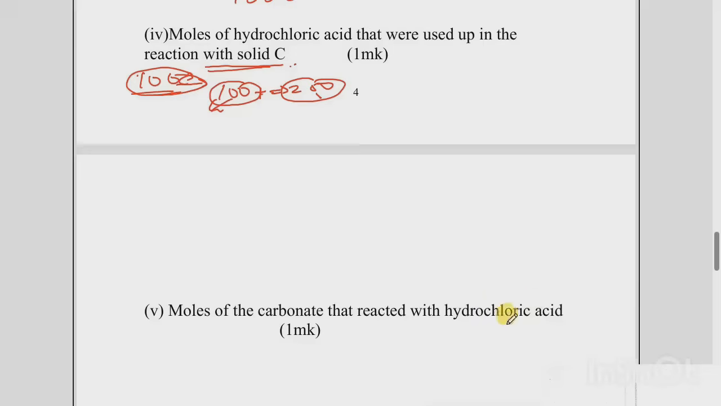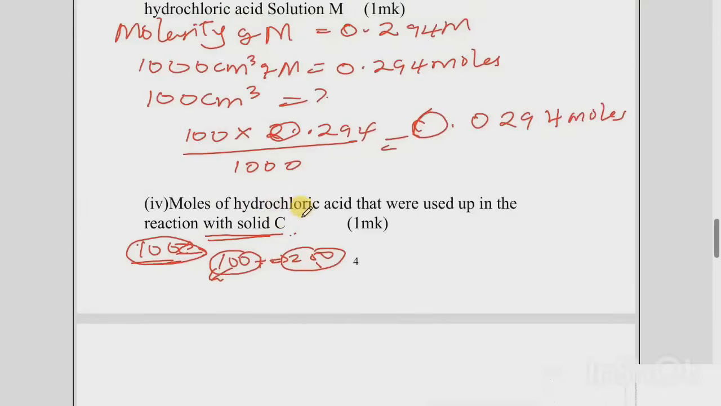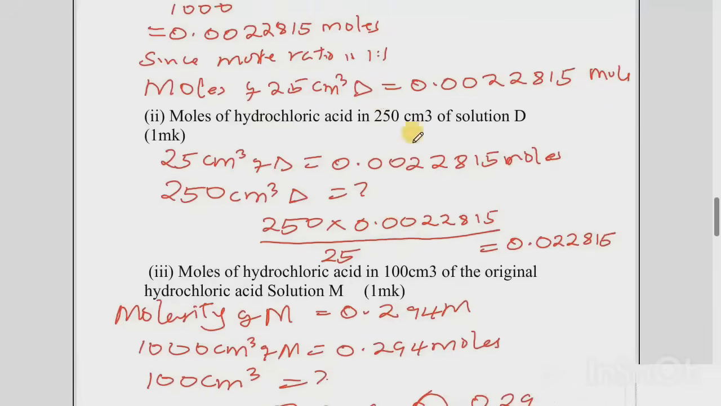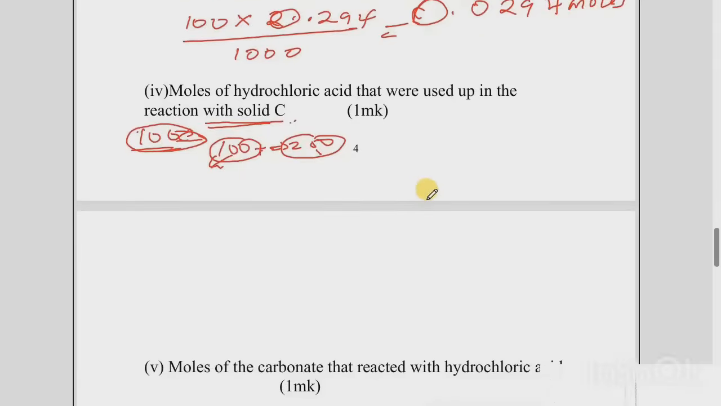Therefore, to get the number of moles of HCl that reacted with solid C, it is simply the number of moles of the original minus the number of moles in 250 centimeters cube solution D. Very important. That is what you need to understand.